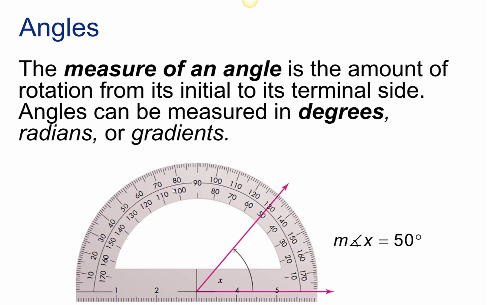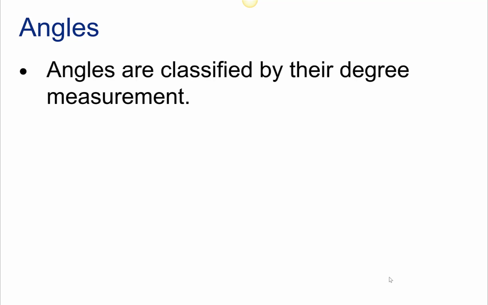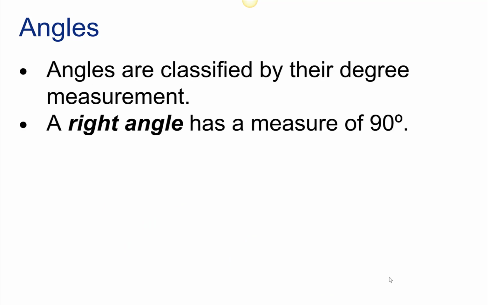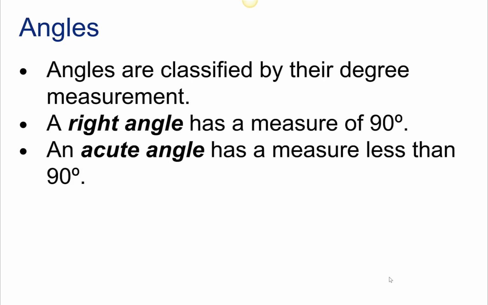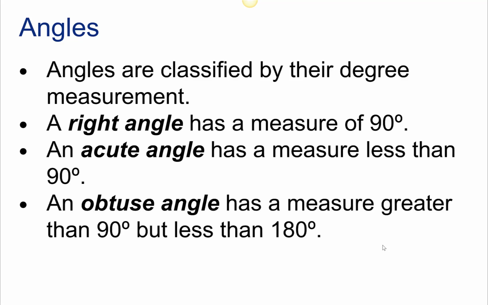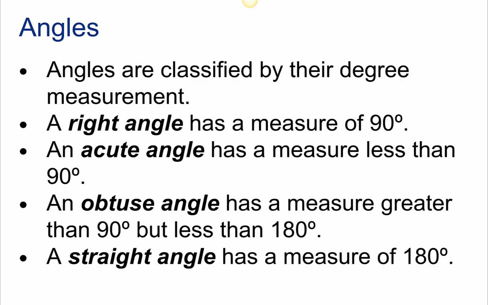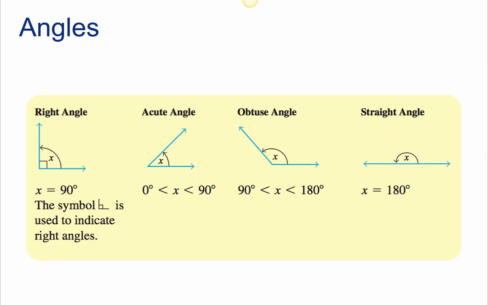I'm going to use a device here to do the measurement. In this case, this angle here is a measure of 50 degrees. Angles are classified by their degree measurement. A right angle has a measure of 90 degrees, an acute angle has a measure less than 90 degrees, an obtuse angle has a measure greater than 90 but less than 180, and a straight angle has a measure of 180. And here's a picture of those angles: a right angle, acute angle, obtuse angle, straight angle. And notice the little arrow here. This is the initial side, this is the terminal side, so it indicates which angle is being measured.